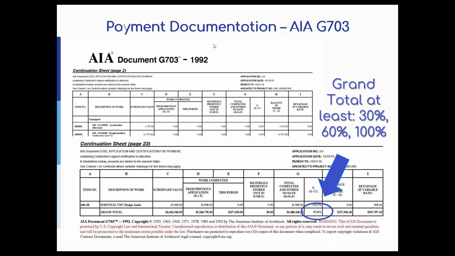So when you get at least 30, 60, or 100% in the column that is total completion, those are the increments where you can request a payment. And it's cumulative. So every time your contractor or your architect requests a payment from you, that total would be going up because they've completed more work. So it's cumulative each time.